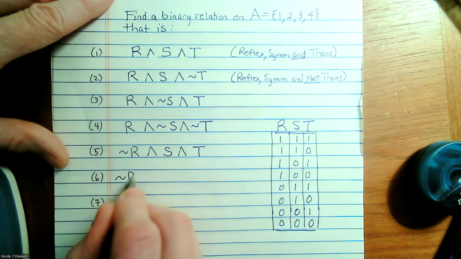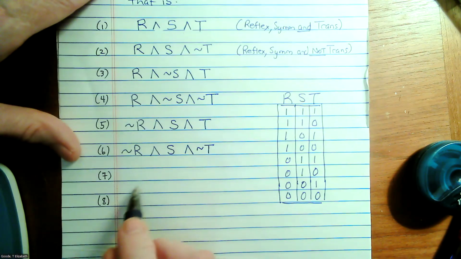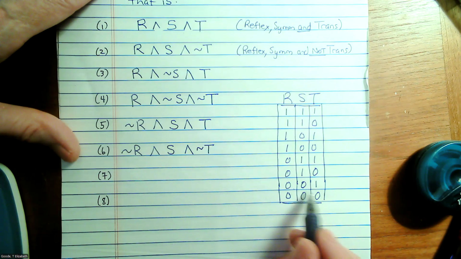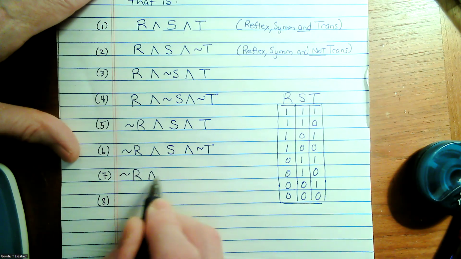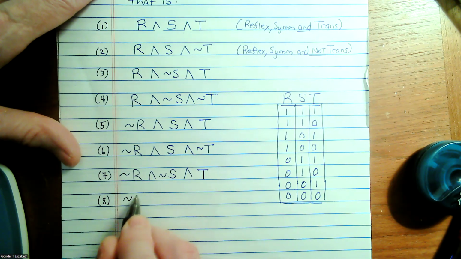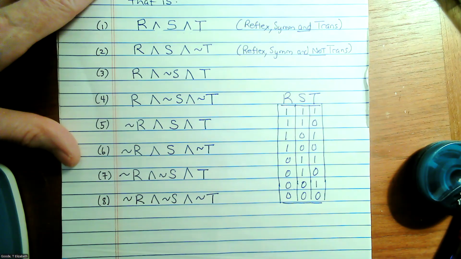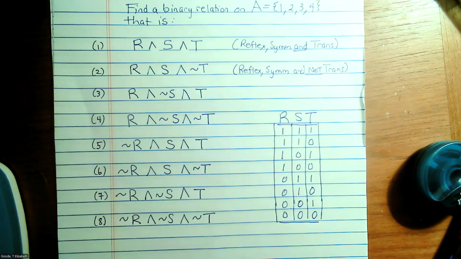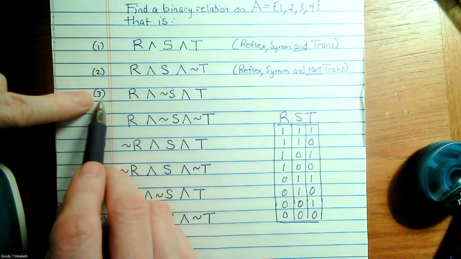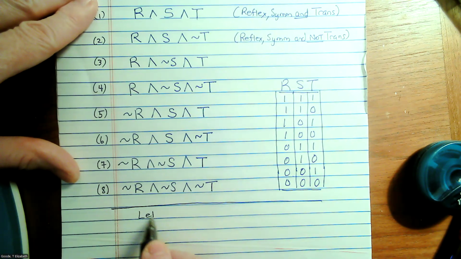So then we want not R and S and not T. What would be another one? What would be row 7? It'd be not R and not S, but T. And then there would be not everything. So it's not reflexive, not symmetric, and not transitive. If you do that, you'll be golden. It's fun. Let's see if we can do number 3. You could definitely do number three. Let's do 3.